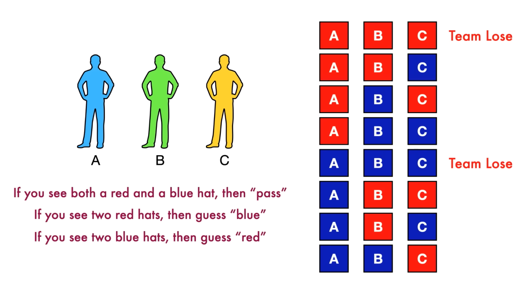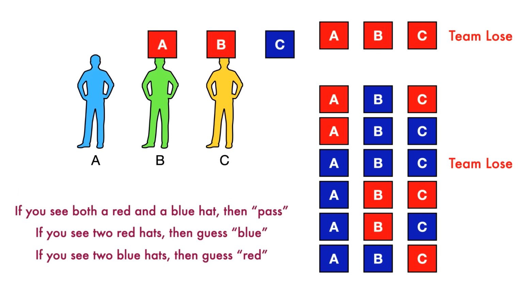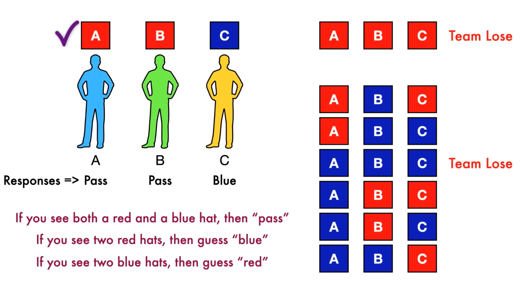So now let's consider the second combination. Here player A sees 1 red and 1 blue hat, hence the player replies, I pass. Player B again sees 1 red and 1 blue hat, hence the player replies, I pass. Player C sees 2 red hats, then the player thinks he will be wearing the minority color, which will be the opposite color of what the player sees. Here in this case, it is blue color and it matches, and the team wins.